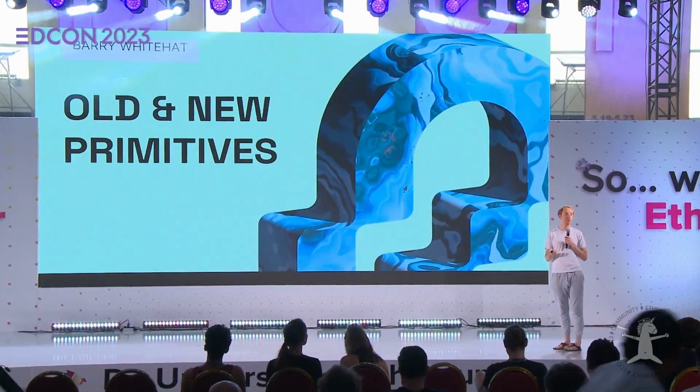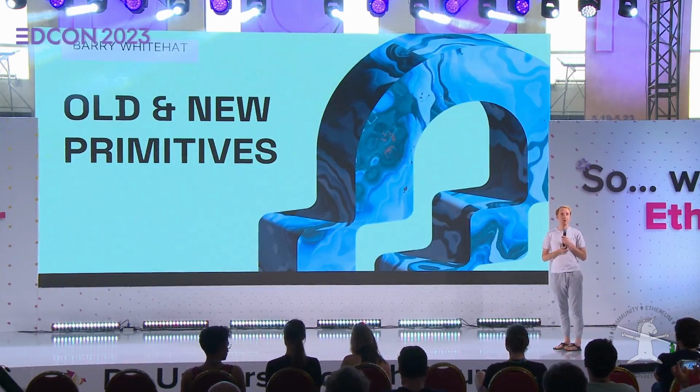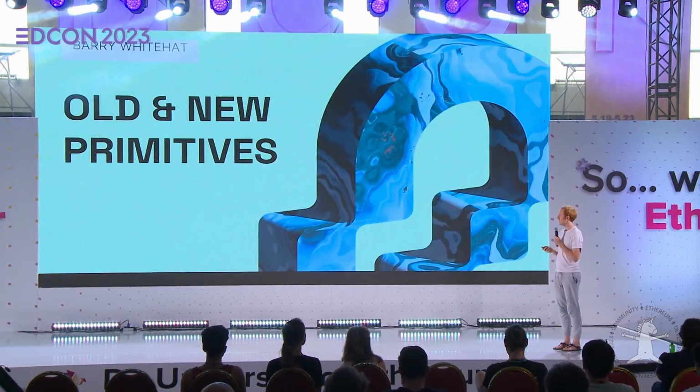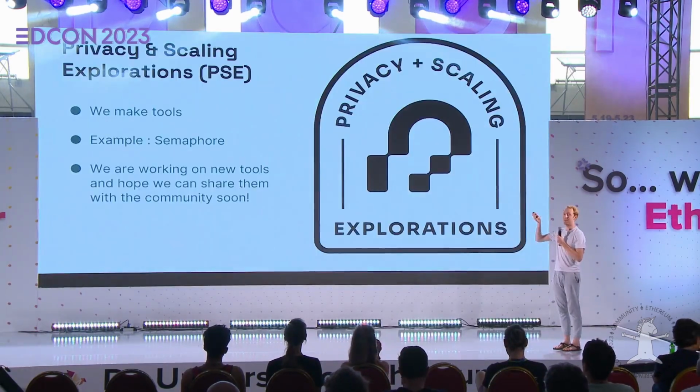So this talk is about old primitives and new primitives. We want to do a lot of things with zero knowledge proofs, and sometimes it can be difficult to build all of the things that you need to make a product. So one of the things that PSE has been doing is that we've been trying to build primitives. We try and make tools for people to use so that we're able to reduce the amount of work that someone needs to do in order to build a ZK application.